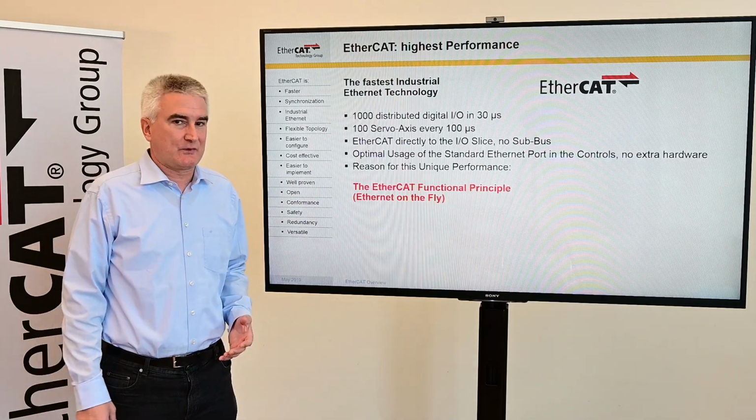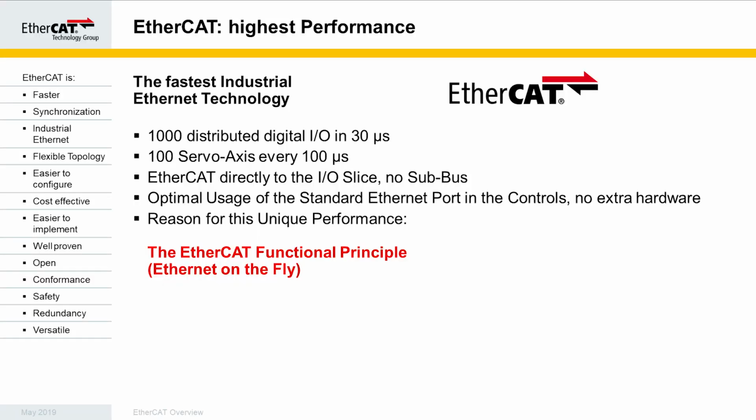EtherCAT is so much faster. We could do 100 servo axes every 100 microseconds if we had the processing power to compute the data for 100 servo axes every 100 microseconds. We don't have that yet. So EtherCAT is not a bottleneck, is not a thin tire on a fast car. It is not reducing the performance of an industrial PC at all.